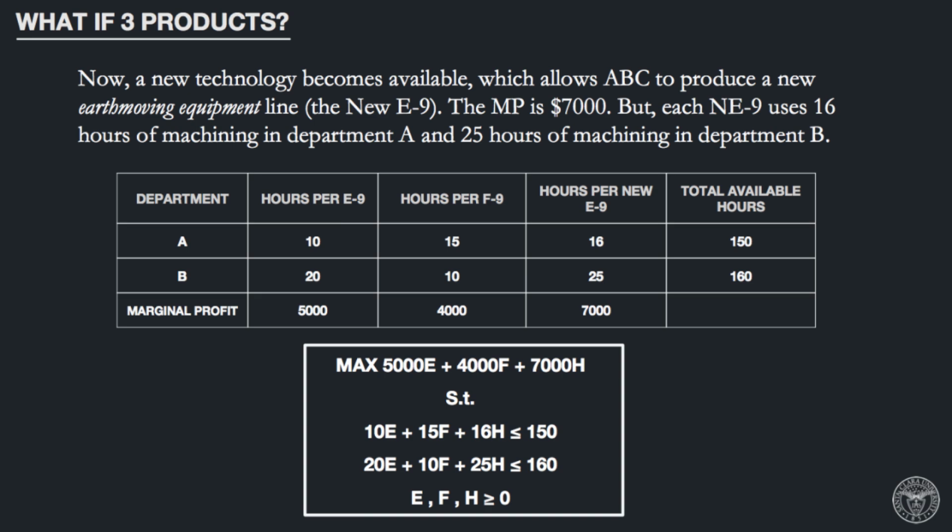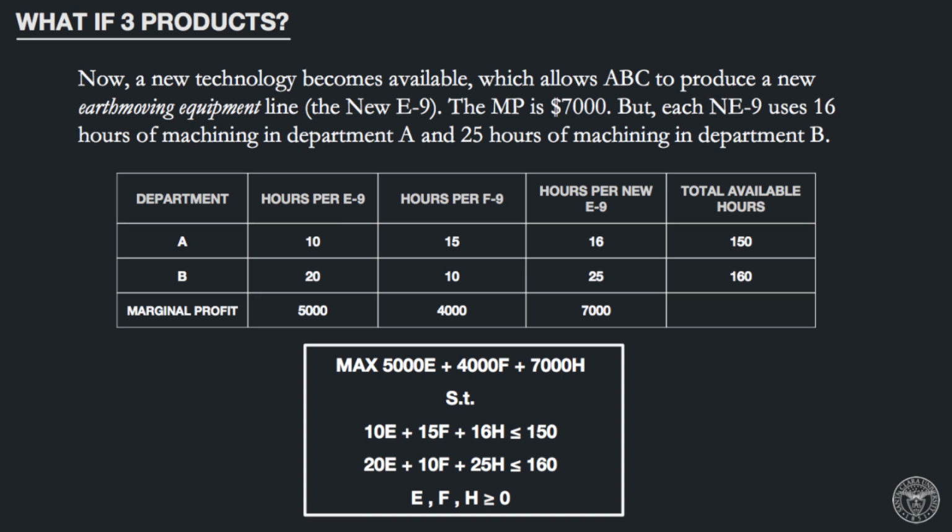But what if we have three products? For example, suppose we have a new technology enabling us to produce a new product called new E9. We can also call it H. The marginal profit for this new E-line will be 7,000. Each new E-line will use 16 hours of machine time in Department A and 25 hours in Department B.